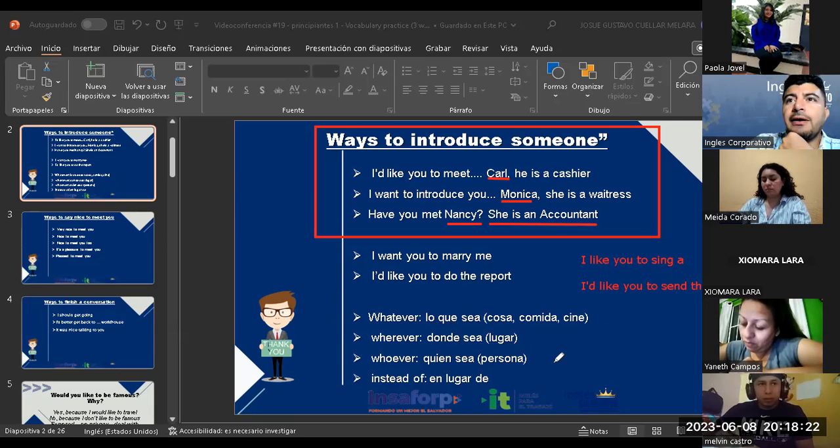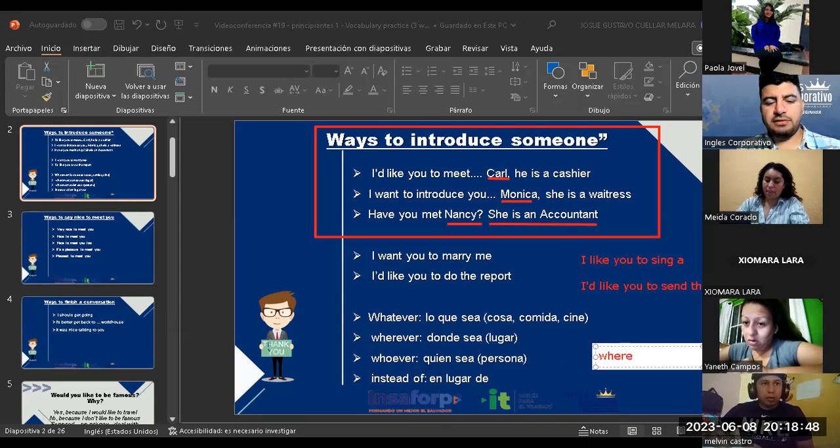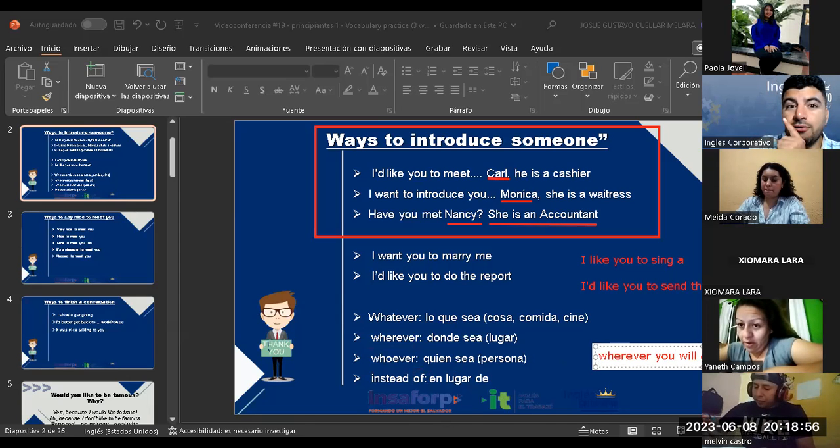Who is going to be the host? ¿Quién va a ser el maestro de ceremonia? Whoever, quien sea, I don't care, no me importa, okay. So this vocabulary is kind of important because we confuse these words, okay. Whatever, wherever, whoever. Hay una canción que se llama Wherever You Will Go. Creo que se llama Calling el grupo. Donde sea que tú vayas, wherever you will go.